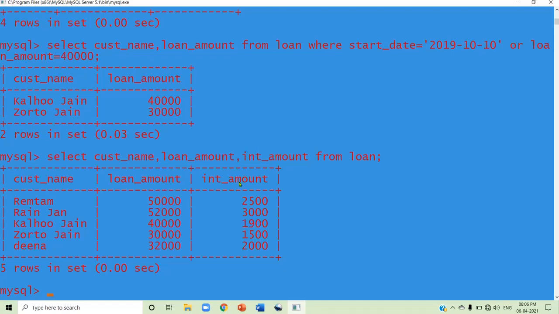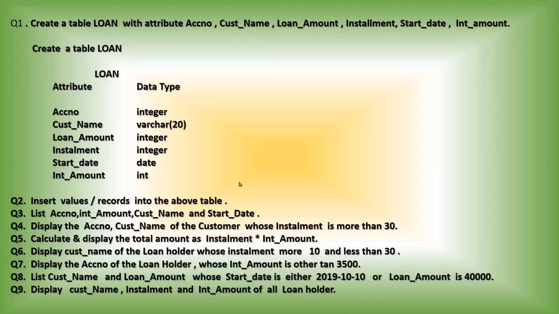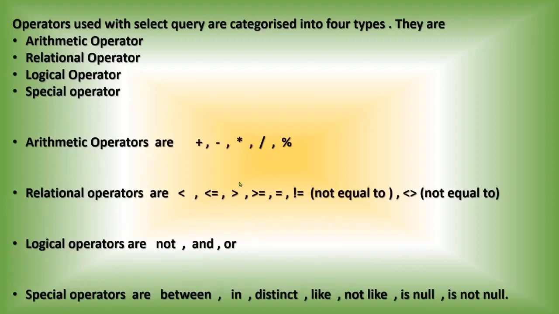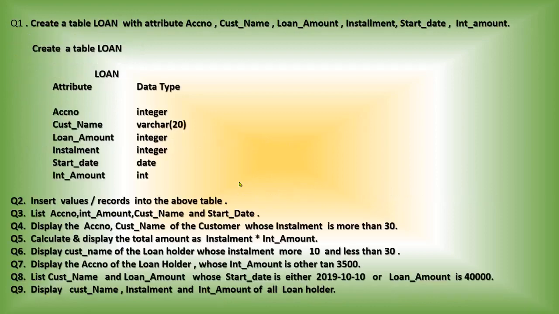So what we studied in today's class is different types of operators: arithmetic operators, relational operators and logical operators. There is one more type, special operators, which we can study in the next class. All of you create a table loan, and try out all these queries. Write down these questions into your notebook, and write the answer also along with the question.